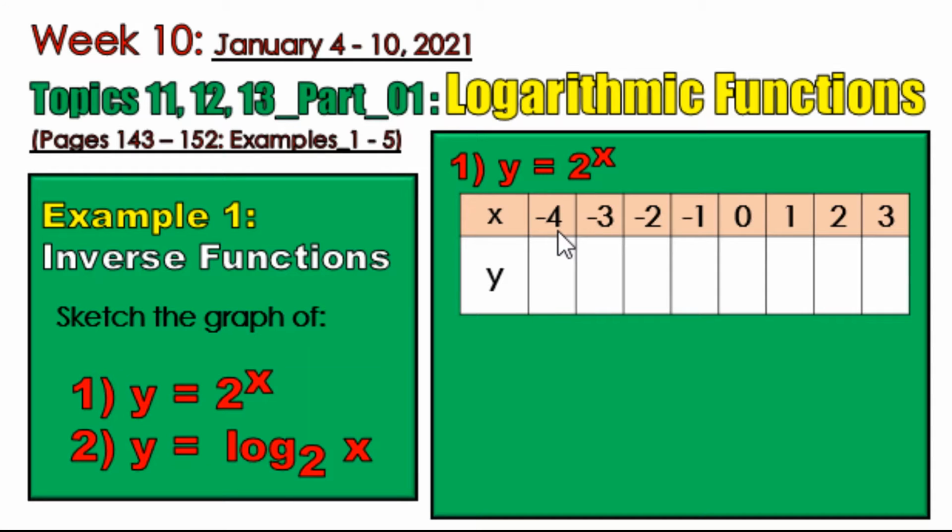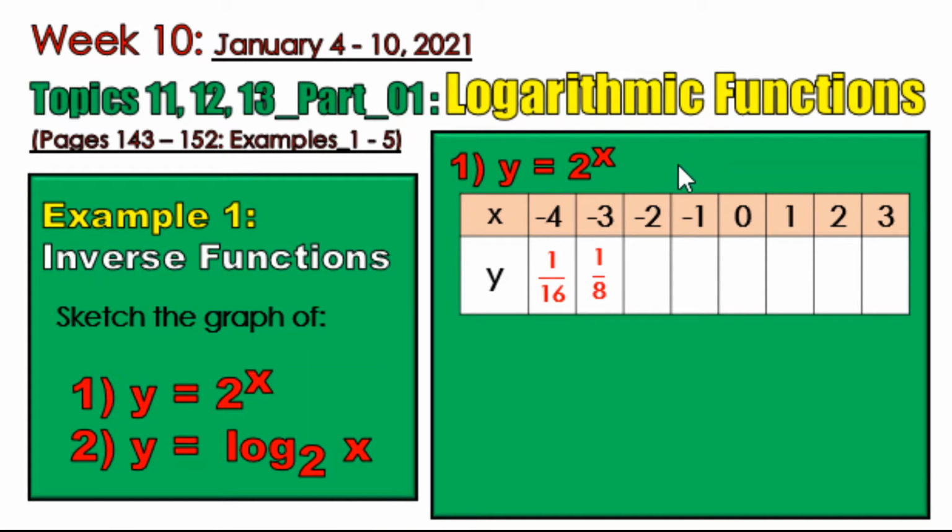So let us evaluate this function. If your x is -4, this is 2 raised to -4, which, applying the laws of exponents, is 1 over 2 raised to positive 4, and 2 raised to positive 4 is 16. So when your x is negative 4, the value of y is 1 over 16. Next, if we have negative 3, 2 raised to negative 3 is equal to 1 over 2 cubed, and 2 cubed is 8, so 1 over 8.